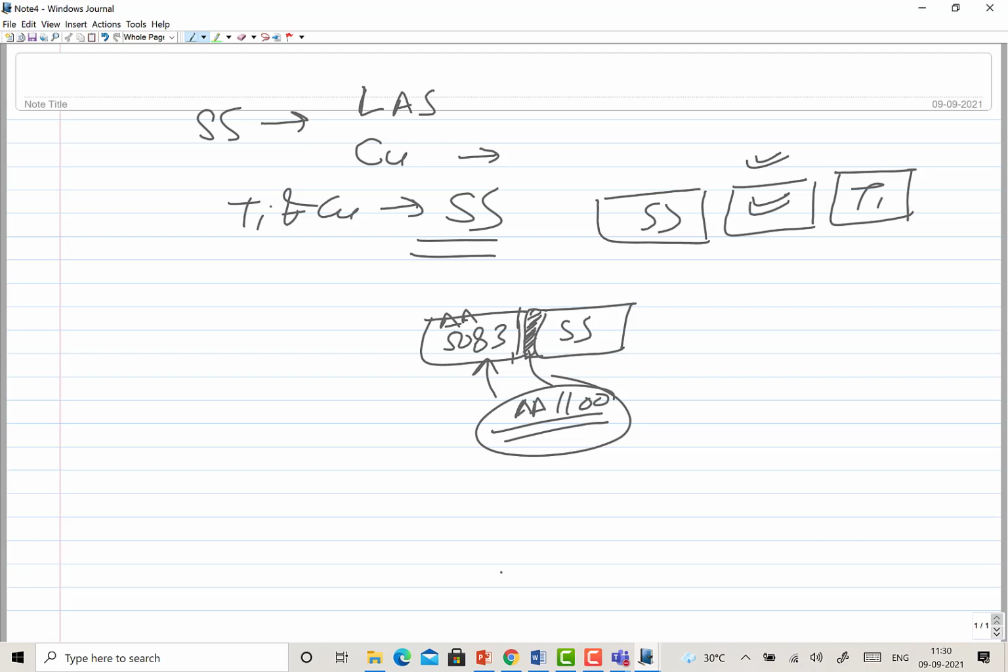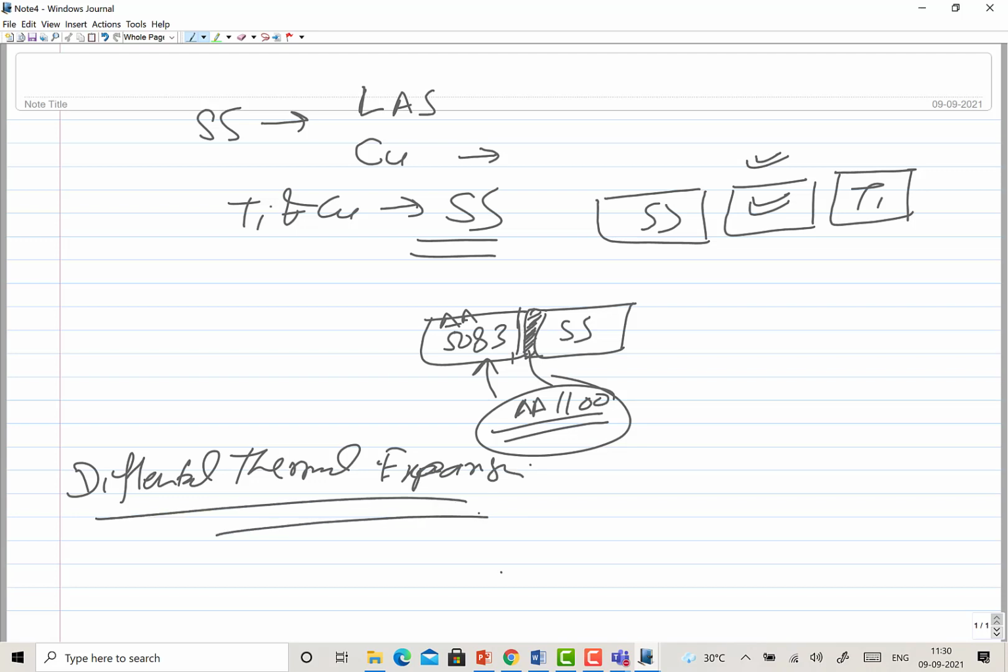Okay, now coming to the differential thermal expansion coefficient, that's the last one. Differential thermal expansion coefficient is the third important aspect, because of which you find, when you are joining two metals having a large difference in thermal expansion coefficient. So say on one side it is 18, on the other side it is 10.